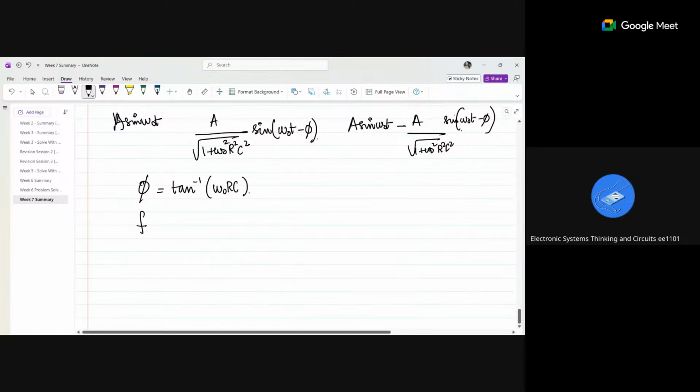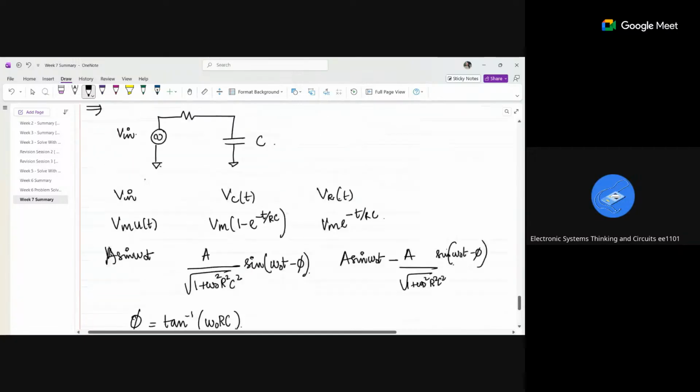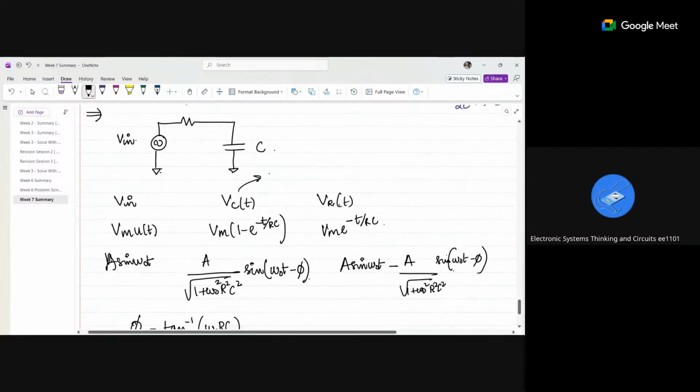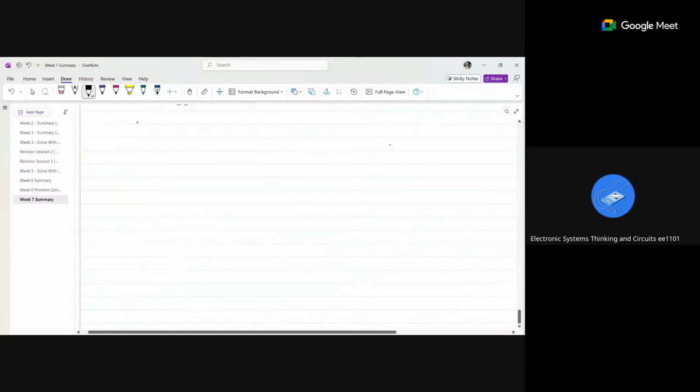Then what about my cutoff frequency? It is 1 by 2 pi RC, and omega c is equal to 1 by RC. Then also you have to remember, okay, so this VC of t is a low pass filter and VR of t is a high pass filter, and combining both you will get a band pass filter. Band pass filter, yes. So this is what we saw, right? Yes, ma'am. We'll move to some problems.